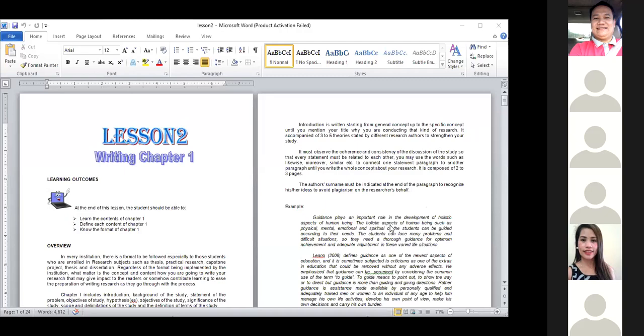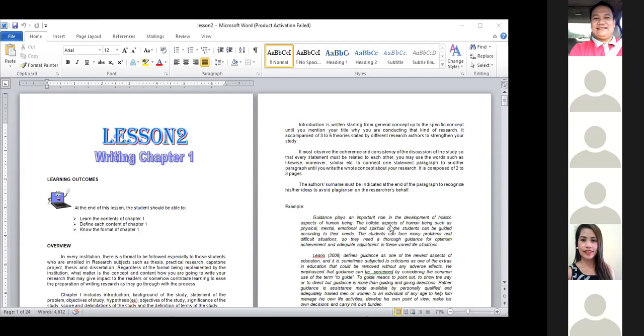Now the author's name, or kaya naman surname, must be indicated at the end of the paragraph to recognize his or her ideas to avoid plagiarism on the researcher's behalf. Tandaan natin, no? So if you are reading something, a book, or kaya naman on the internet, then if there is an author, please get the surname and even the year, no? So to avoid plagiarism. So do not claim that idea because that is not yours.